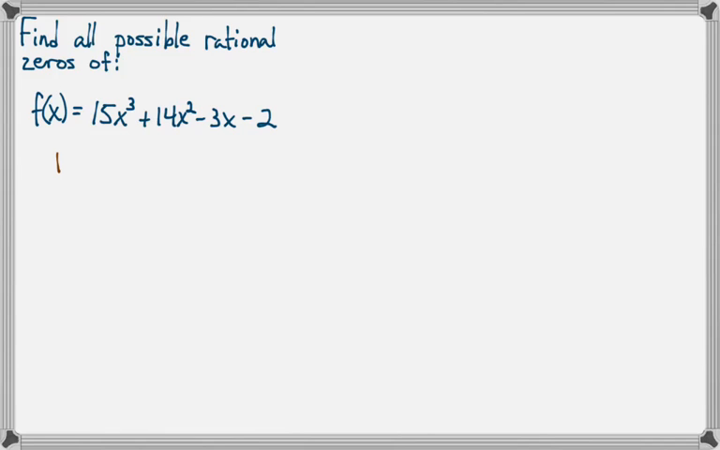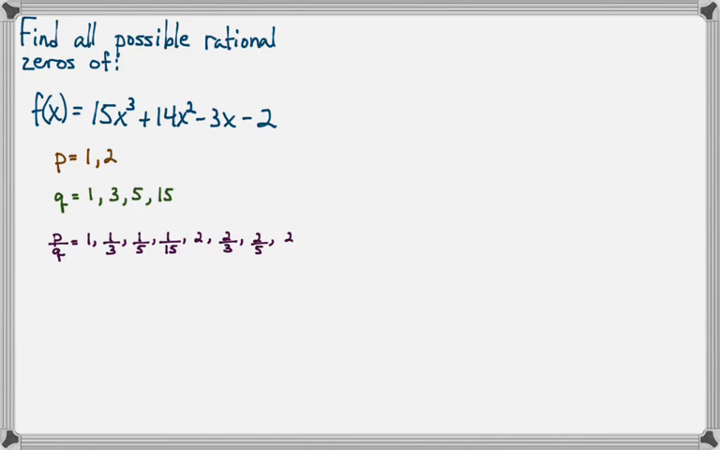So what we did was we made a p over q list where p is all the factors of the constant number and q is all the factors of the leading coefficient, and we combined p over q in every possible way. And so we take 1 and put it over each of these denominators, and then we take 2 and put it over each of these denominators, and we have 8 different numbers that might be zeros of this function, but we also have to consider the positive or negative. So we really have 16 different values that could be zeros of this function.